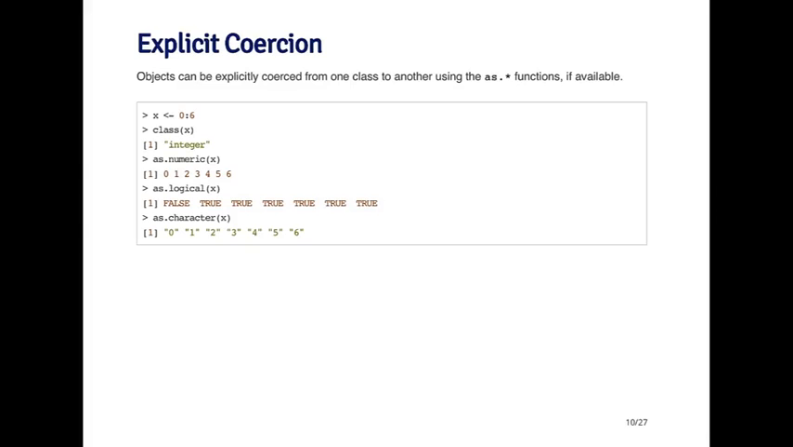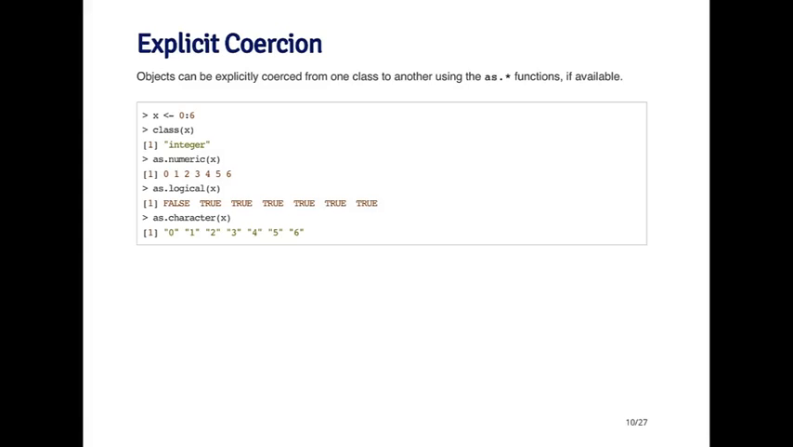But I want to convert it into a numeric sequence. So I can call as.numeric on x, and you can see that it prints out 0, 1 through 6, which looks like an integer object, but it's actually numeric. Or I can convert it into a logical. So I can say as.logical on it, and what happens? As you can see, the convention is that 0 is FALSE, and any number that's greater than 0 is TRUE. So when I convert to logical, I get FALSE, and then everything else is TRUE. When I call as.character on x, it takes all the numbers and converts them into characters. So now I've got the string 0, the string 1, 2, etc.